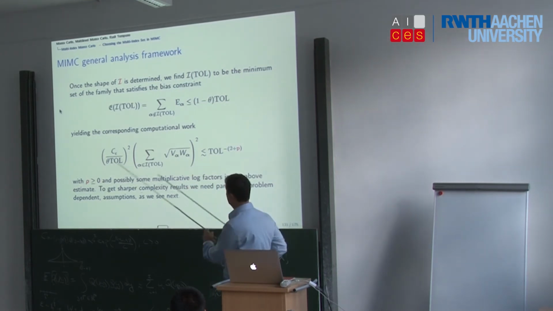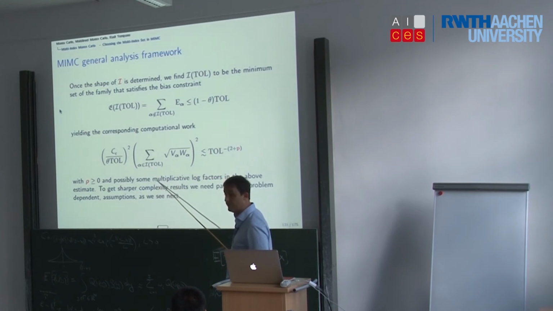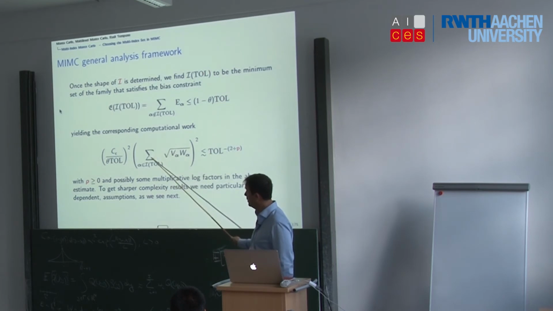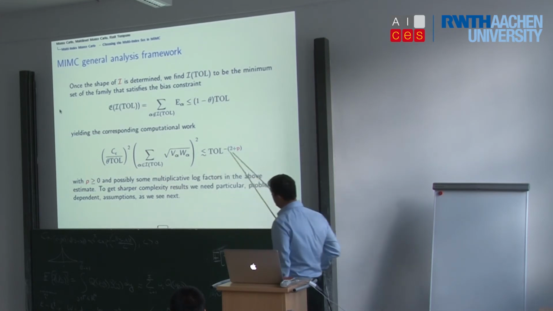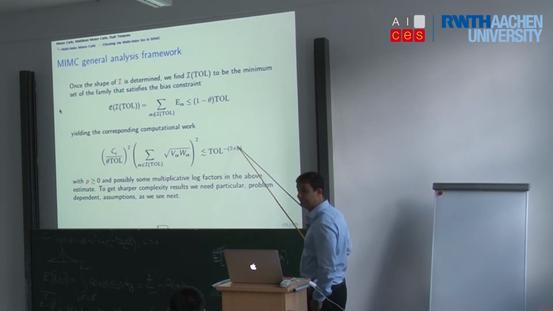Once that bias constraint is fulfilled, you go and substitute this I of tol in the work formula that you had before, and now you have the optimal work for multi-index Monte Carlo, which always is bounded below by tol to the minus 2, and now depends on this sum being finite or infinite as tol goes to 0. All right? And so you expect to have a p here that could be 0 in the best case or larger. Okay? So let's see.